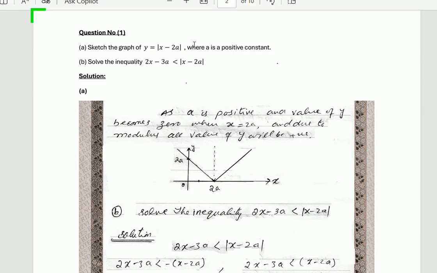Question number 1 is: sketch the graph of y equal to modulus of x minus 2a, where a is a positive constant. Solve the inequality 2x minus 3a less than modulus of x minus 2a.